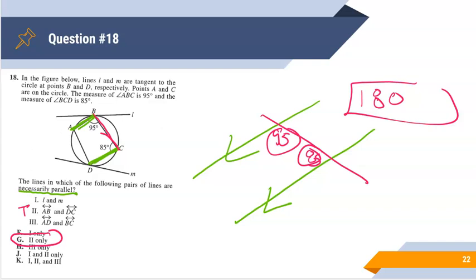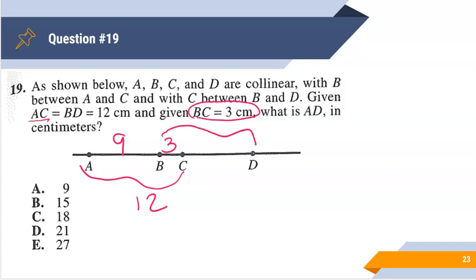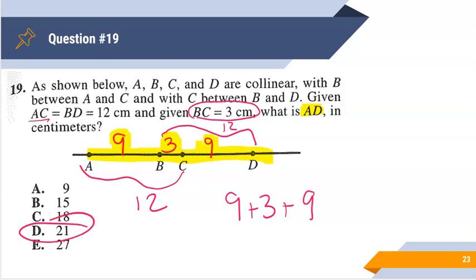Okay, this next one's kind of fun. We're going to put some information here. Like we're told that BC is 3. And we're told that AC from A to C is 12. So if that's 12 and that's 3, this part must be 9. We're also told BD is 12. So this must be 9. And the question wants to know how much is AD? How far is it from A all the way to D? Well, 9 plus 3 plus 9, right? Which is 21, choice D.